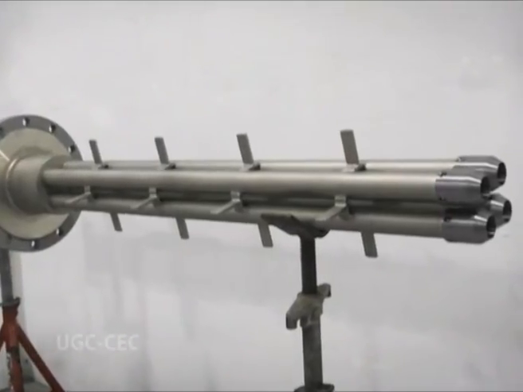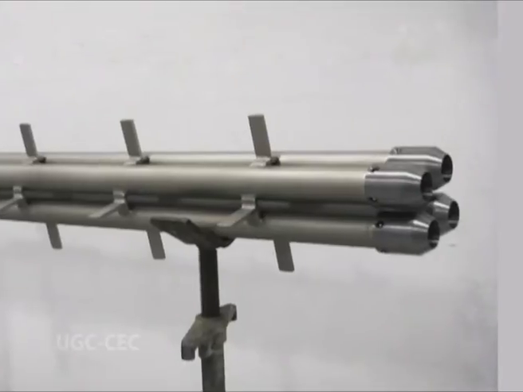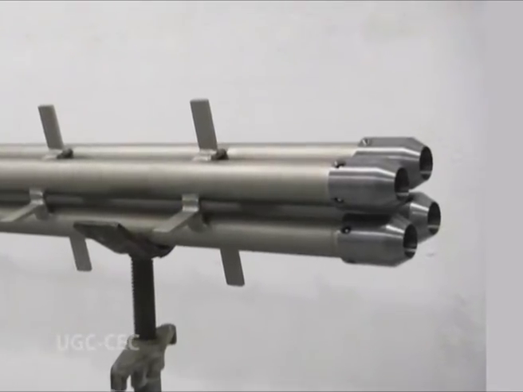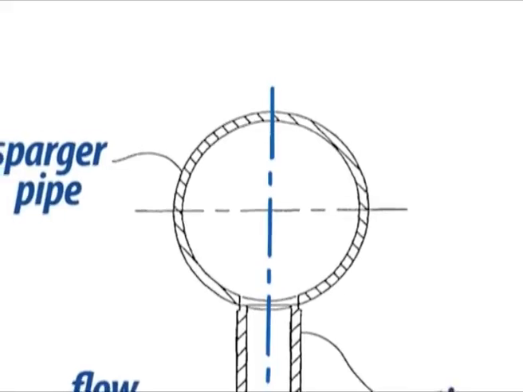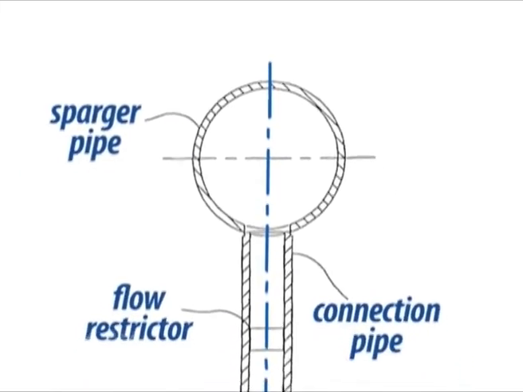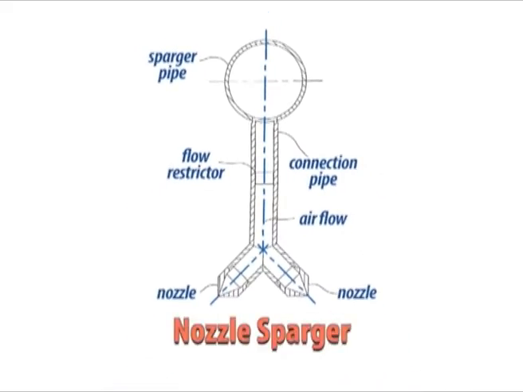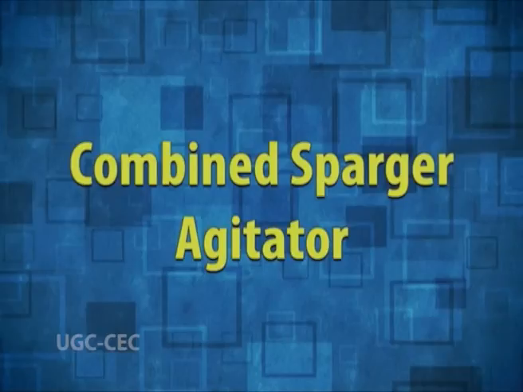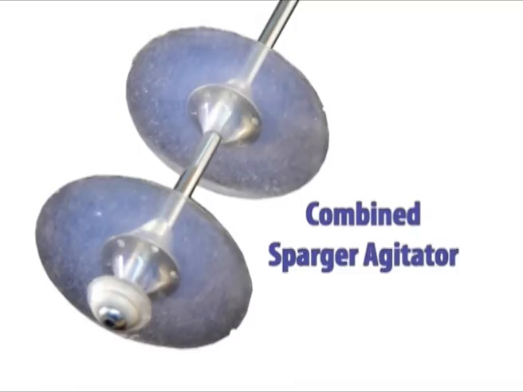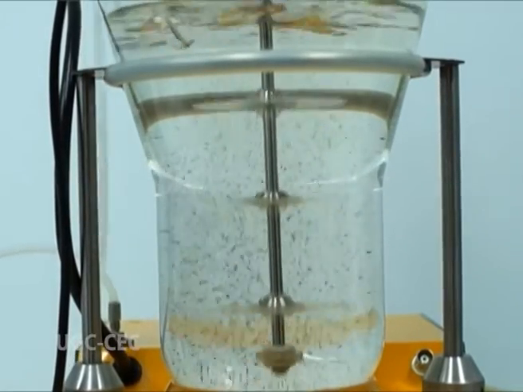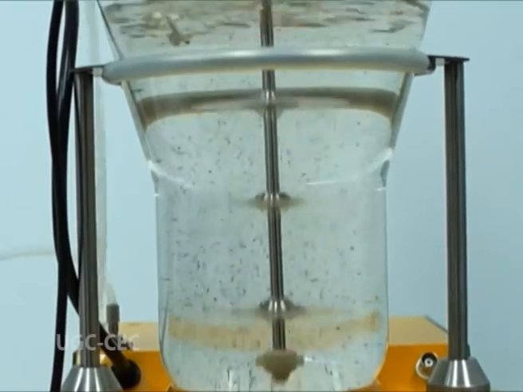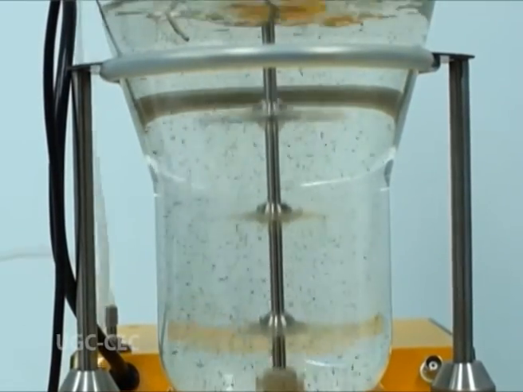Nozzle sparger is mostly used in large scale fermenters. It is a single open or partially closed pipe positioned centrally below the impeller. When air is passed through this pipe, there is lower pressure loss and it does not get blocked. Combined sparger agitator has air supply via a hollow agitator shaft. The air is emitted through holes in the disc or blades of the agitator.